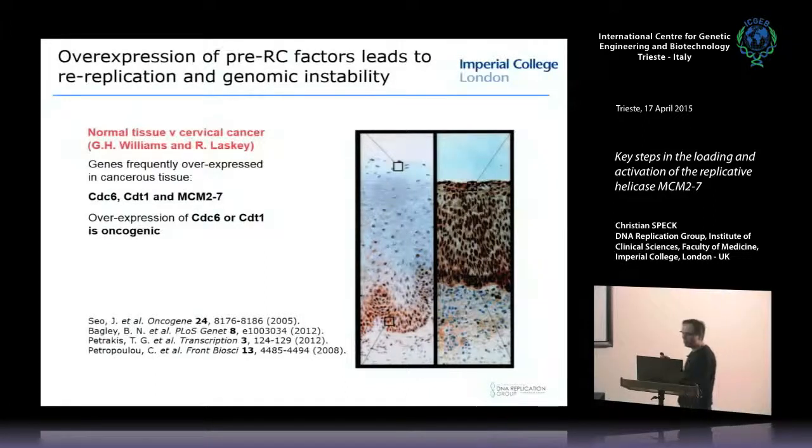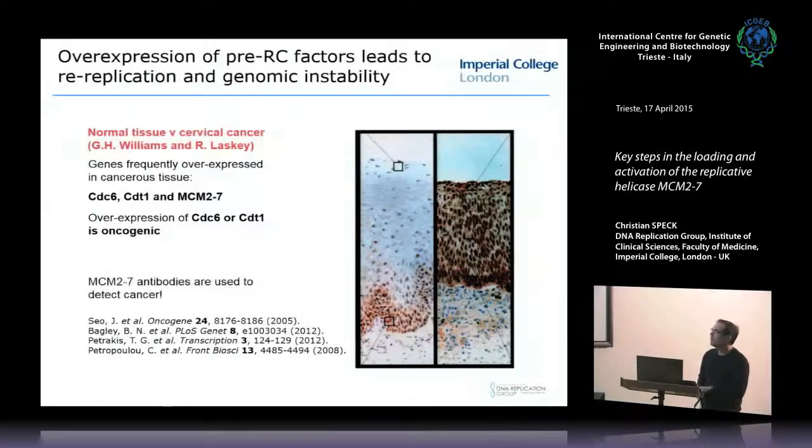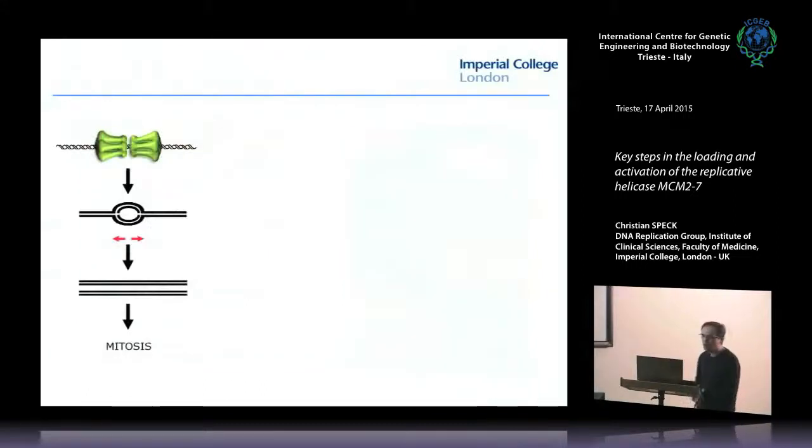And people have done more sophisticated experiments with mouse models, and they just overexpress CDC6 and CDT1 together, and it is highly oncogenic, okay? So just having too much of those proteins is really bad. And then in cancer, usually you still have on top of that also the misregulation of CDK. So, okay, this can all be fairly depressing, or you can say, well, at least nowadays those MCM antibodies are used to detect cancer in the clinic, so there's been something positive coming out of all this work.